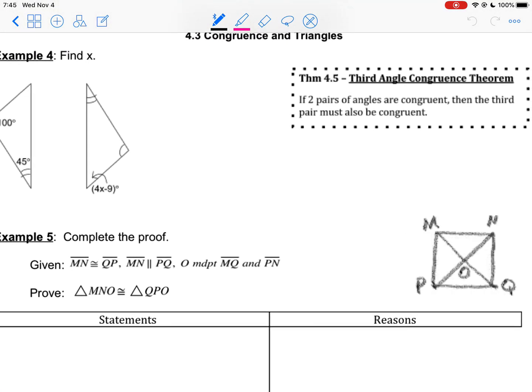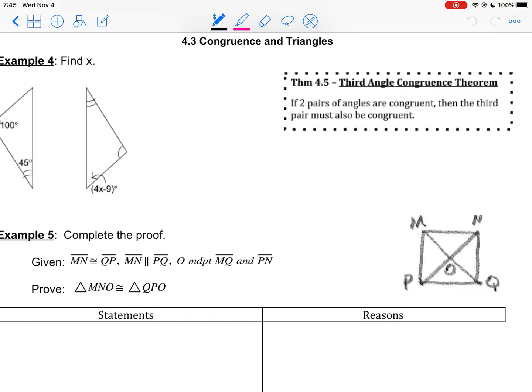So here is another theorem that we have to add to our list of things that we know for Unit 3. This is called the third angle congruence theorem. Remember that the names usually have a lot of information about what it's going to say. So this theorem says if two pairs of angles are congruent, and that's talking about within a triangle, so if you have two triangles where two pairs of angles are congruent, then the third pair must also be congruent. And that's because of the angle addition postulate.